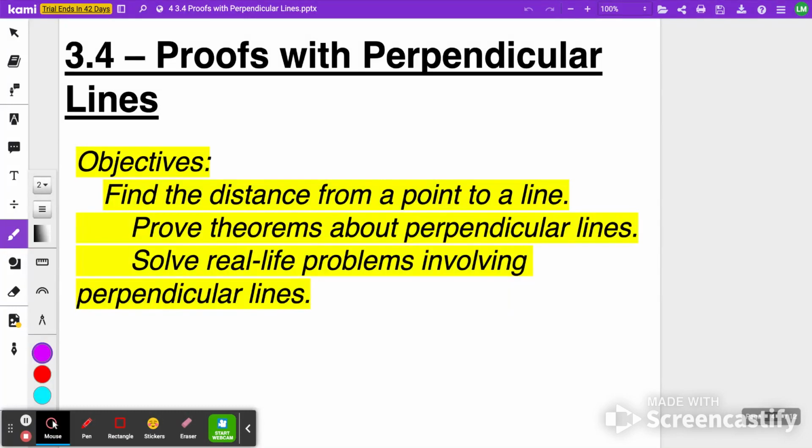Today we're going to be looking at lesson 3.4, proofs with perpendicular lines. So our main goals are these three things. Find the distance from a point to a line, so that's going to be using the distance formula. Prove theorems about perpendicular lines, maybe even look at a few newer theorems, just so we know what we can do and how we can put them in proofs, and then how to solve real life problems involving perpendicular lines.